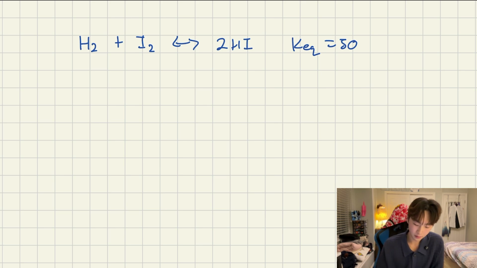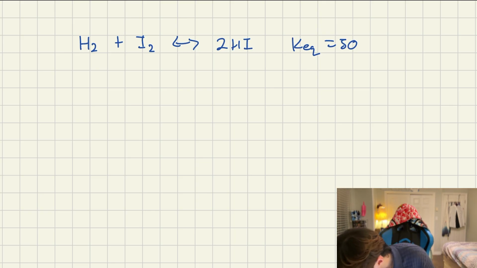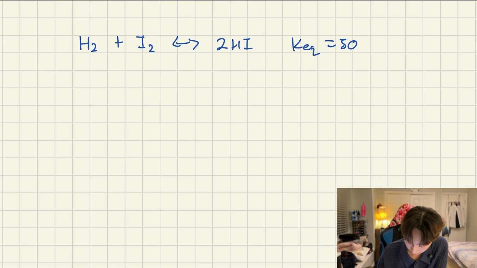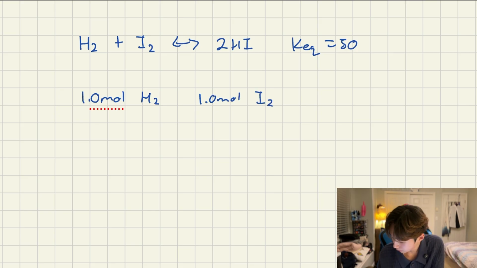Next, we have this equation here. It's in equilibrium, and the KEQ is given to us. And what we're trying to find here is the equilibrium concentrations. So this question tells us that initially we have 1 mole of H2, we have 1 mole of I2, and this is all in a 2-liter container.